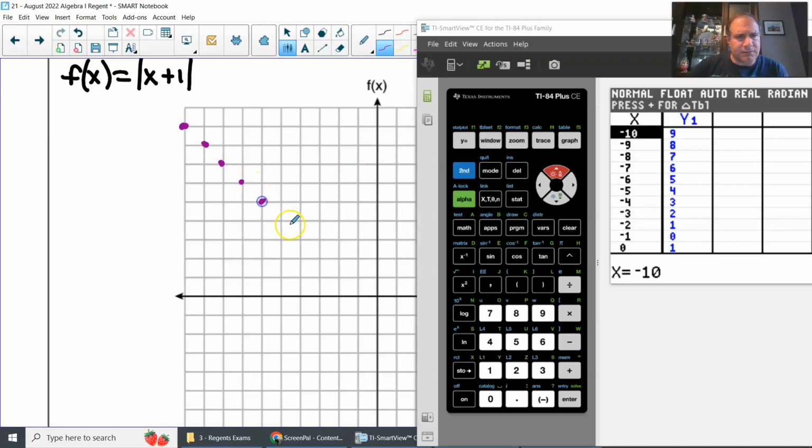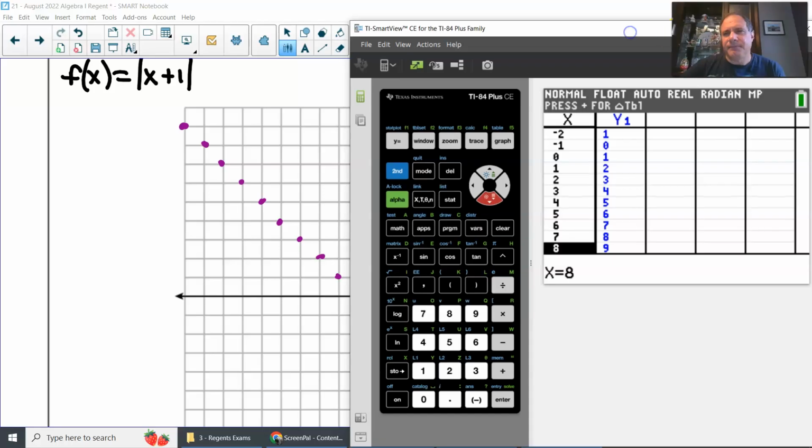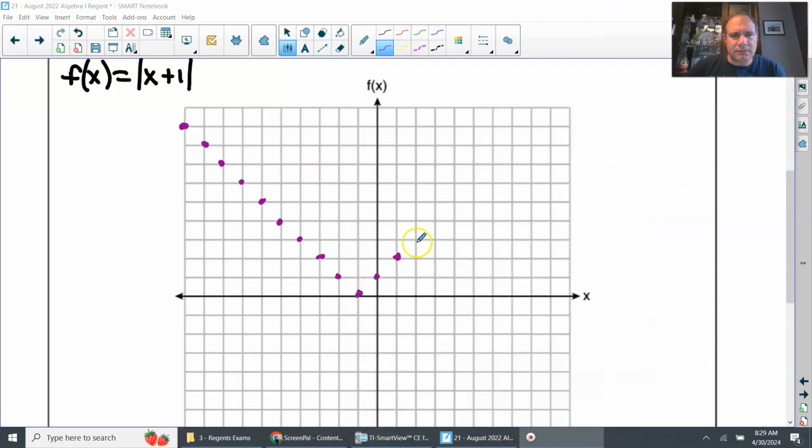I don't even have to look, but look back every once in a while just to see that you did not make a mistake. It is negative 1, 0, and then 0, 1. So that's where it turns back up. All right, so this is 8, 9, and then 9, 10. So 8, 9 is there, and then 9, 10.